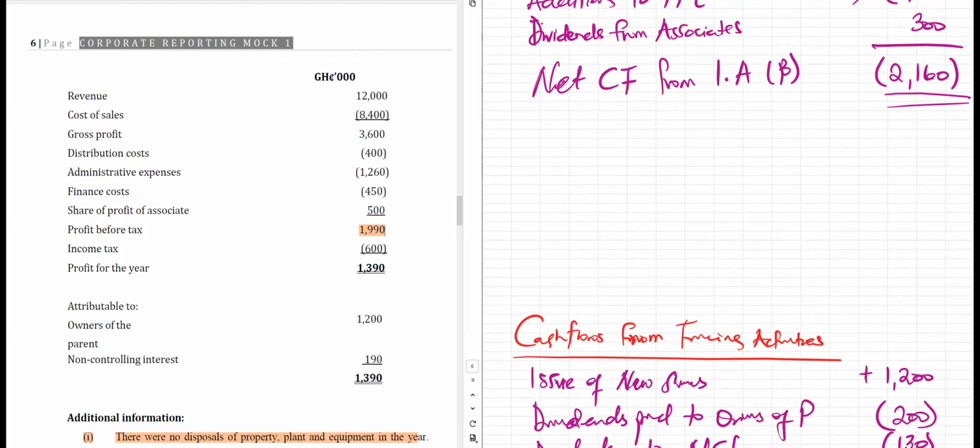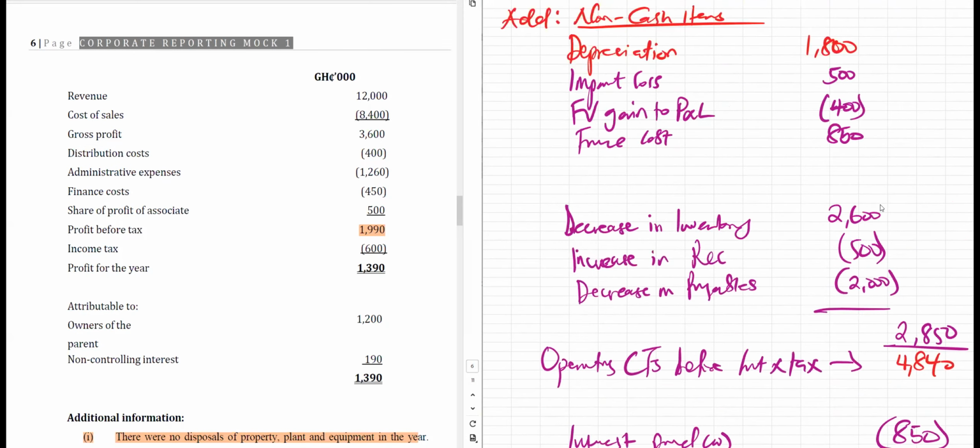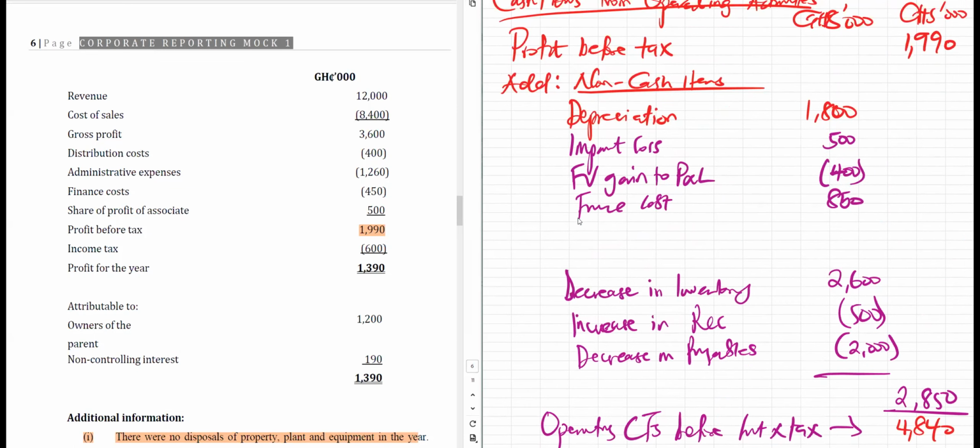We forgot something. Who can remind me what we forgot? Share of associate profit. Thank you. It's supposed to come here. Under pressure, anything can happen. Share of associate's profits. When you're saying we must add it back, right? 500. It's right in front of us. Should have added it back. So 2850 plus 500.